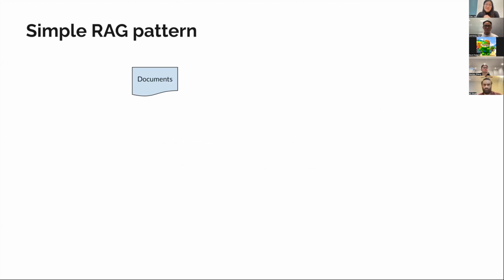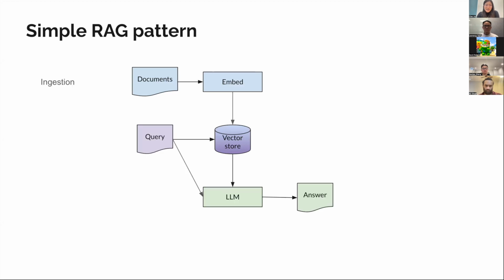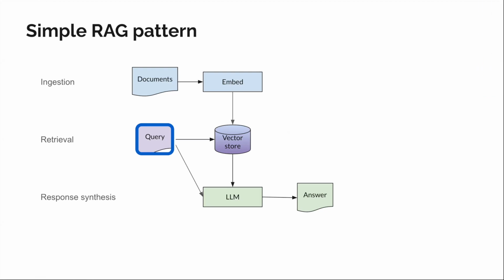First, we'll start off with level setting by introducing the simple RAG pattern. There are 3 steps to the simple RAG pattern. You start with the document. First, you have the ingestion phase with embeddings and vector store. Then you have the retrieval step, given a user query, in the vector store, and then you feed it to an LLM for response synthesis to arrive at the answer. This is the canonical pattern that's very well documented in the LlamaIndex documentation.